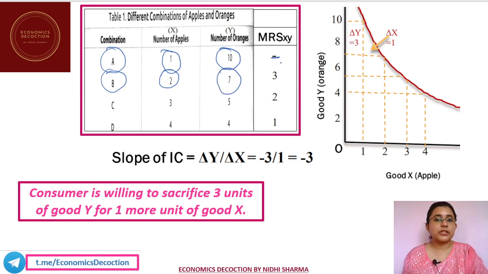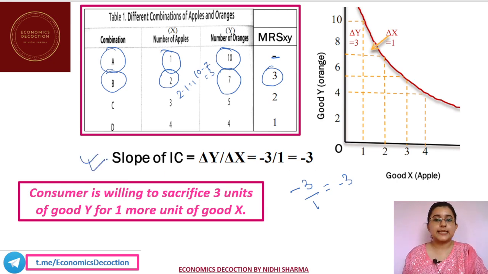So what is our marginal rate of substitution between x and y? That means between apples and oranges, it is 3. Do you know why it is so? Because you can see here the difference. Here 10 minus 7 is equal to 3, and here 2 minus 1 is equal to 1. So if we plot minus 3 divided by 1, we get minus 3. Okay, so this shows us the marginal rate of substitution between apples and oranges.